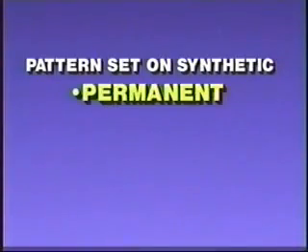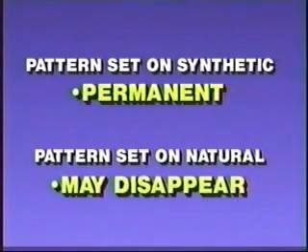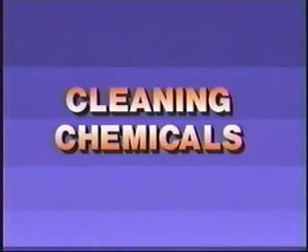It's also possible to set different designs on top of a finished fabric. One popular design is the moire. This design resembles a wood grain effect. If a moire design is set on a synthetic, such as acetate, it is considered permanent. If the design is set onto a natural fabric, it may disappear during cleaning. Later on in the program, we'll show you how to test a fabric to see if it's made out of natural or synthetic fibers. Before cleaning, it's important to learn the characteristics of the basic cleaning chemicals.